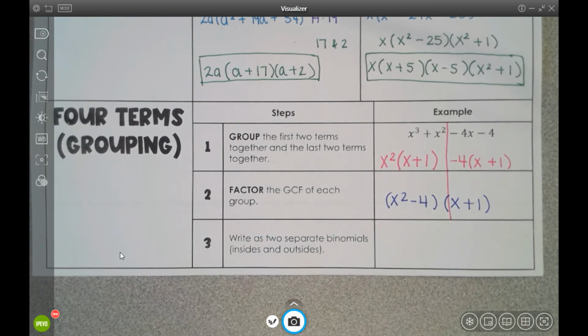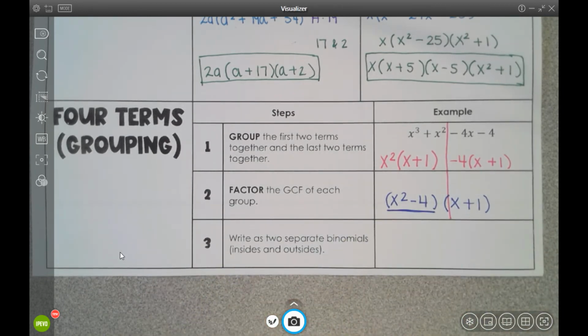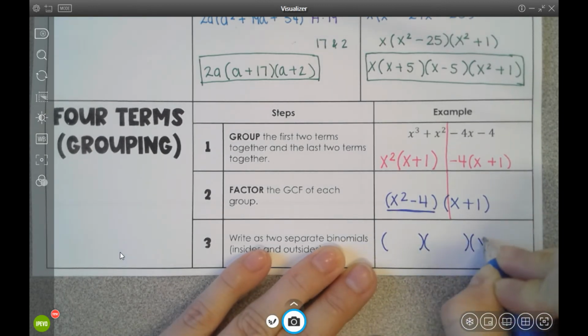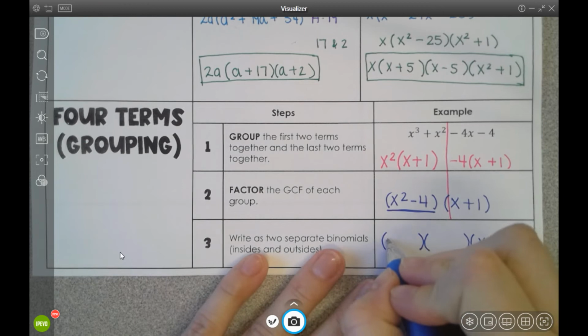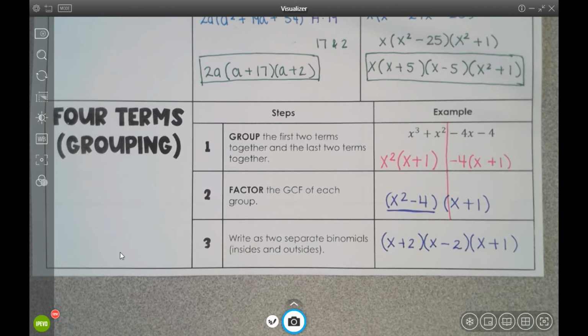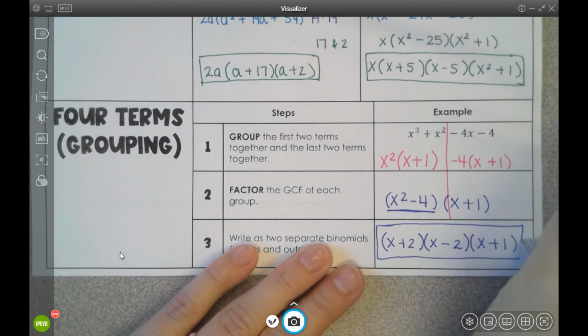But what do you see? Another difference of squares. So that difference of squares breaks down into x plus 2, x minus 2. Because remember, with difference of squares, you take the square root of each one, and then you have one set of parentheses with plus, one set of parentheses with minus. Difference of squares is a lot easier than the cubes. And that's the final answer.